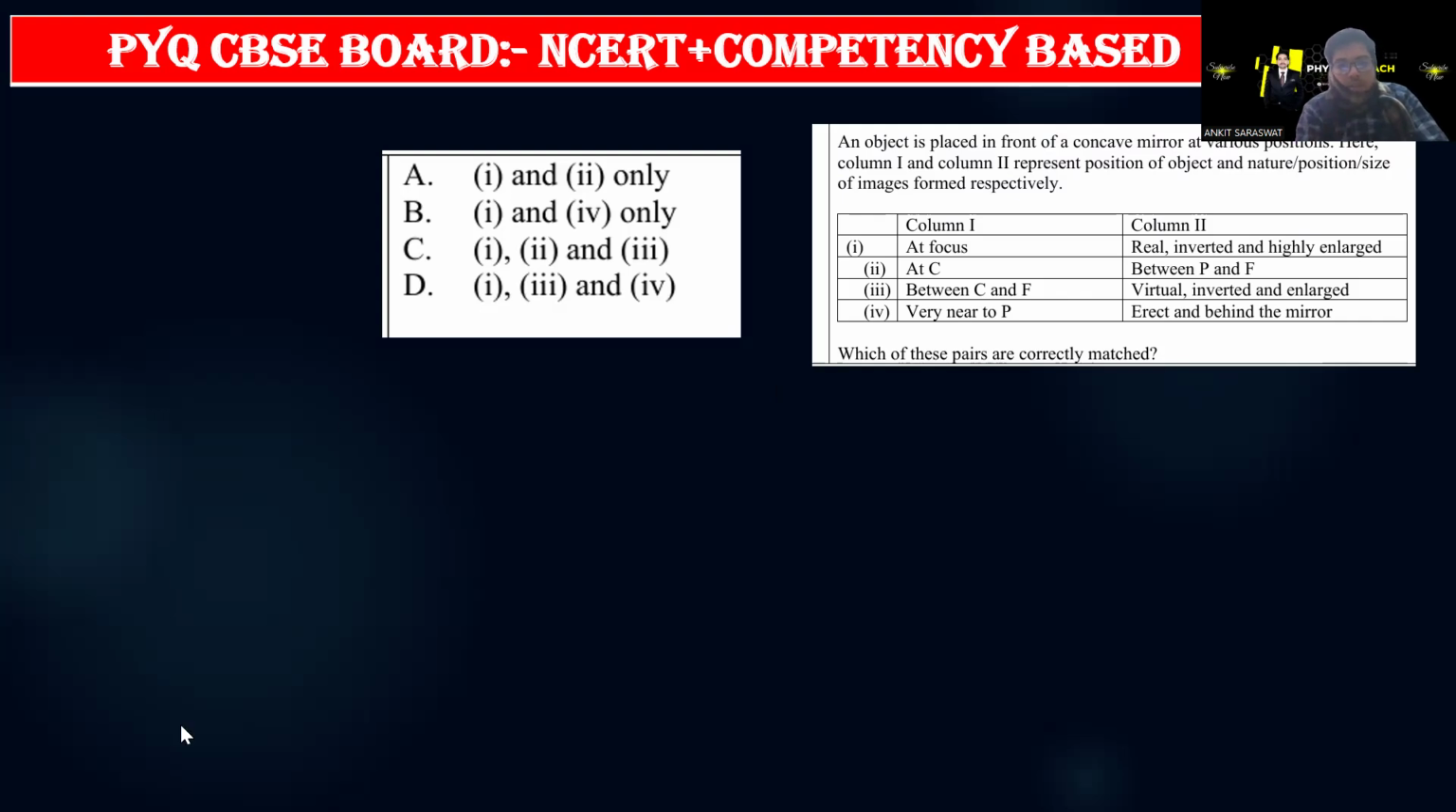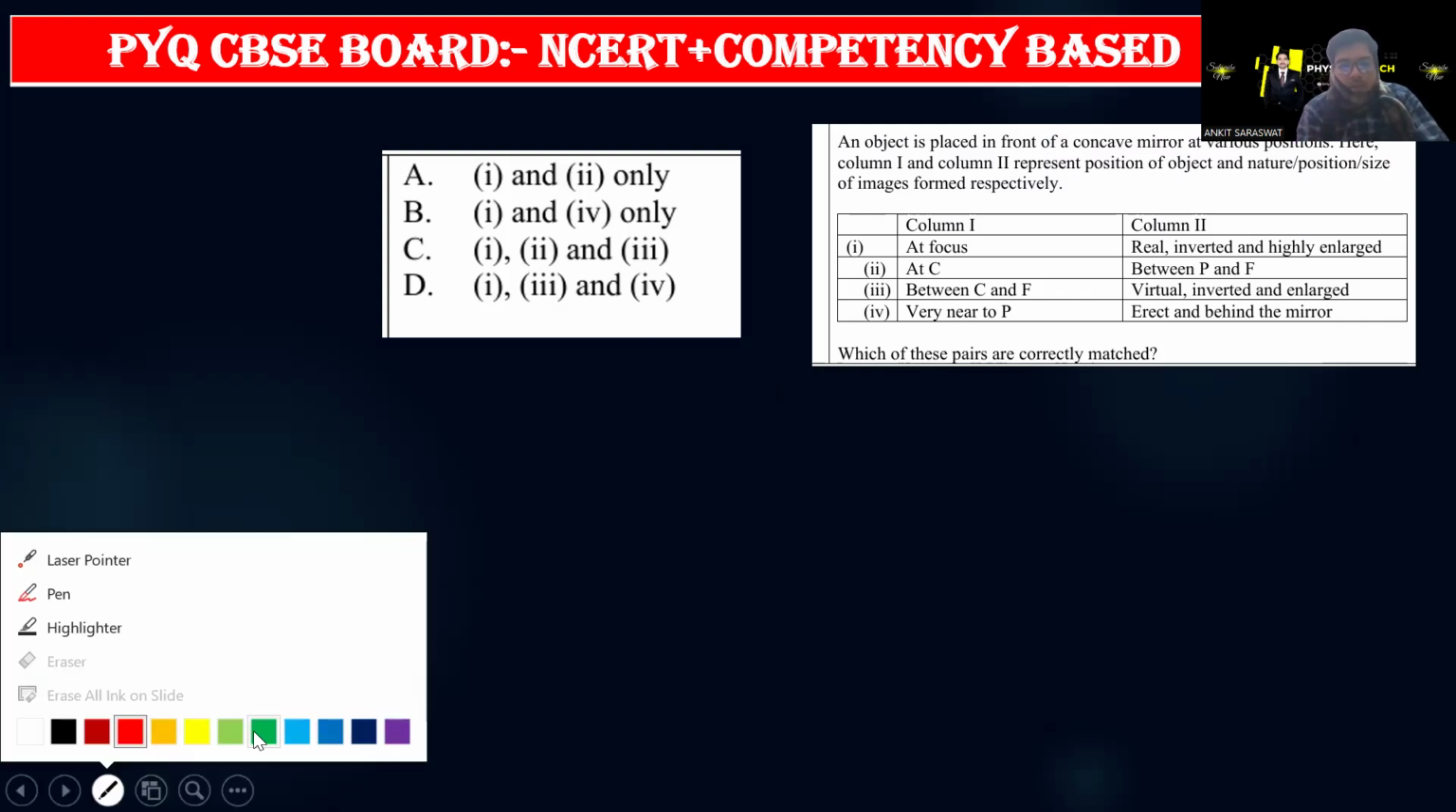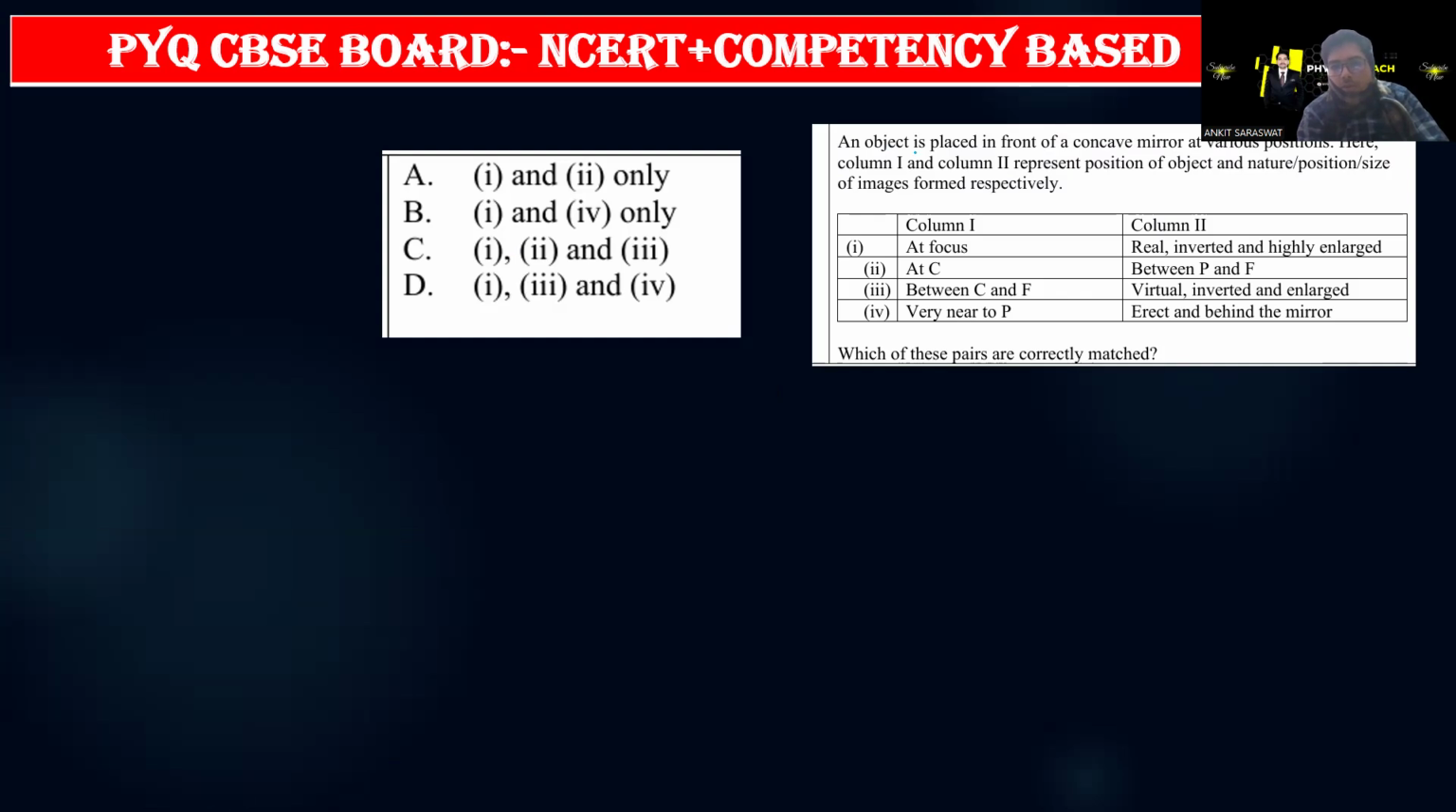Today we are going to learn how to solve this doubt, what is the approach. So first of all, read the question carefully. An object is placed in front of a concave mirror at various positions. Here, column 1 and column 2 represent the position of the object, and in column 2, the nature, position and size of the image formed. So this is a very basic question.